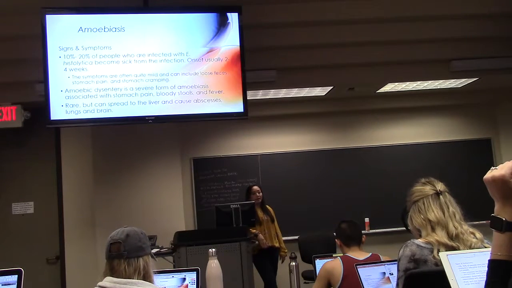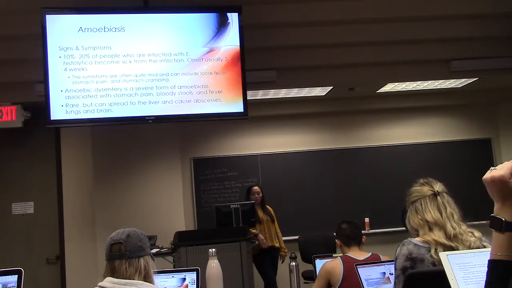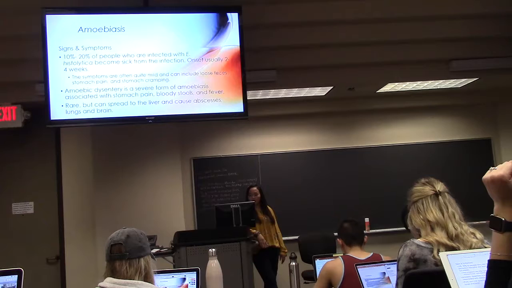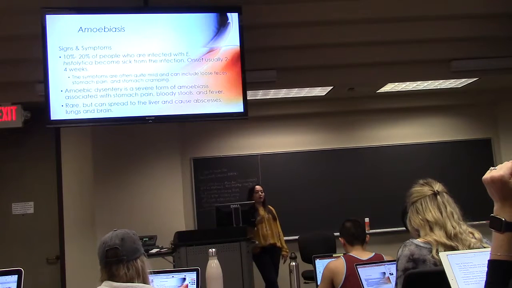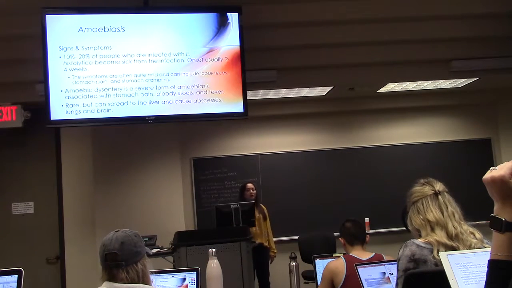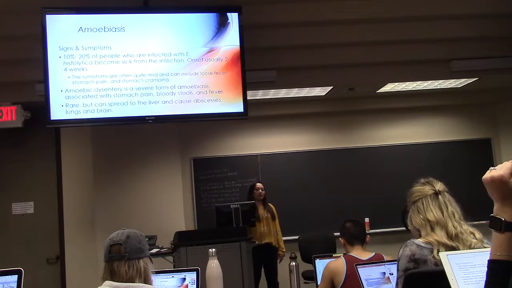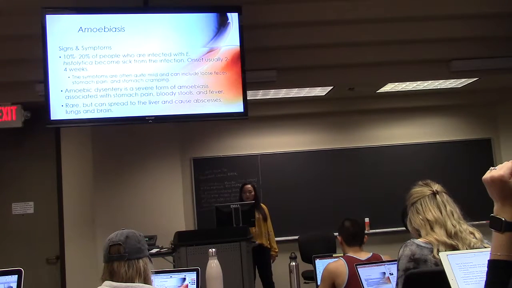Like I said earlier, amoebic dysentery is a severe form, and those people have bloody stools, stomach pain, and fever. And like I said, in terms of spread, what they do in the liver is they can usually cause abscesses. It can also go to the lung and the brain. But when I was reading this up, most of them, if they do anything, it's forming in the liver. They form pus pockets and things like that in the liver.